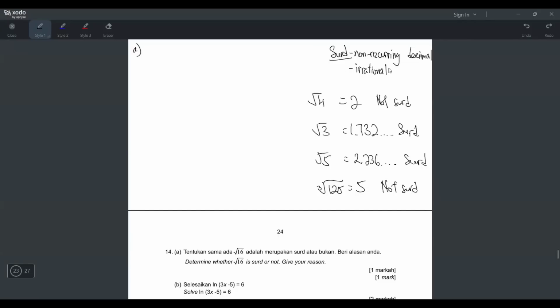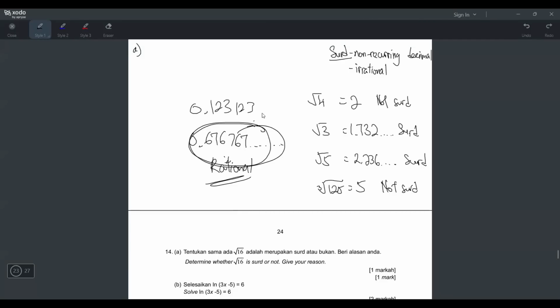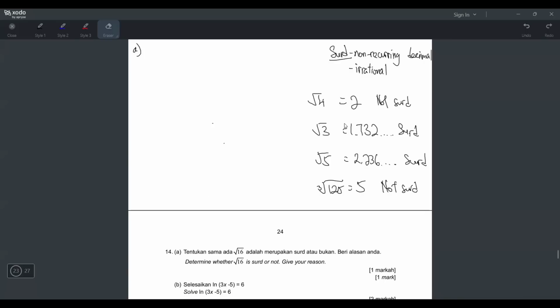Okay, perpuluhan tak berulang. By the way, what is perpuluhan berulang? 0.676767 like this. This type of decimal will also keep on repeating until infinite decimal places, right? But this type of decimal is a recurring decimal because it repeats, and it repeats after 2 digits. And all recurring decimals can change to fractions. Yeah, all recurring decimals are rational numbers. Because when it repeats, it can change to a fraction. So if I give you 0.123 recurring, this one also can change to a fraction. But if it's a non-recurring decimal and it keeps going until infinite decimal places, then it's a surd, because you can't change it to a fraction, right?